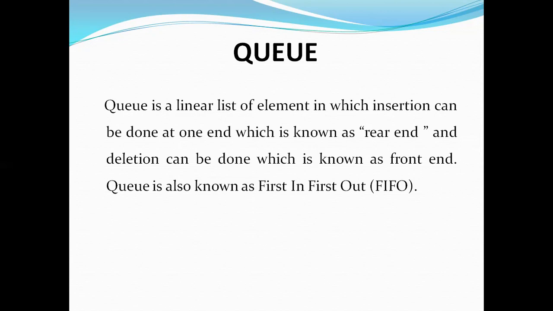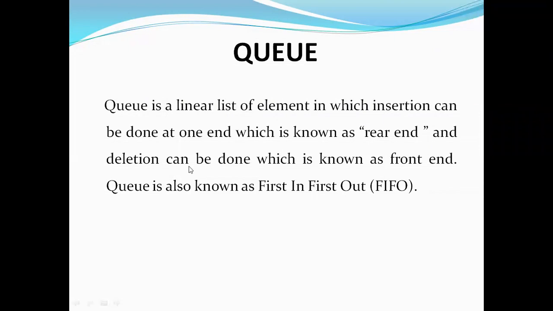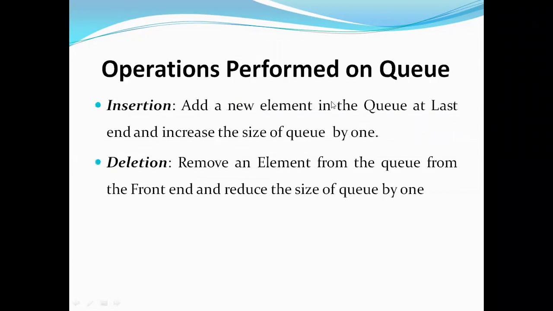So it means that you are standing at the first location, the front location. You will get the ticket first. You will be out of the queue first. The person who visited late to collect the ticket will be at the end of the queue, and he will be the person who gets the ticket last. That way we call it first in, first out. The person who visits first will get the ticket first, and the person who visits last will get the ticket last. So the operations that can be performed in a queue are insertion and deletion.